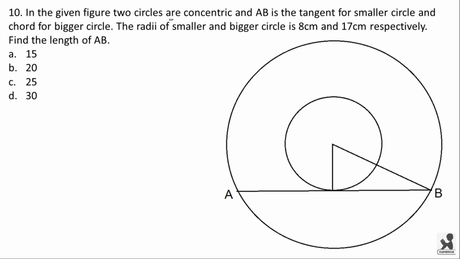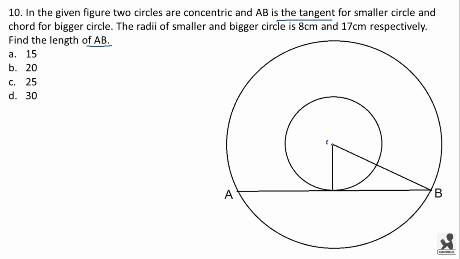In the given figure, two circles are concentric. Concentric means two circles have the same center. And AB is the tangent for the smaller circle. Here you can see AB is the tangent for the smaller circle touching at this point, and it is a chord for the bigger circle. The radii of the smaller circle and bigger circle are 8 centimeters and 17 centimeters respectively. Now find the length of AB.